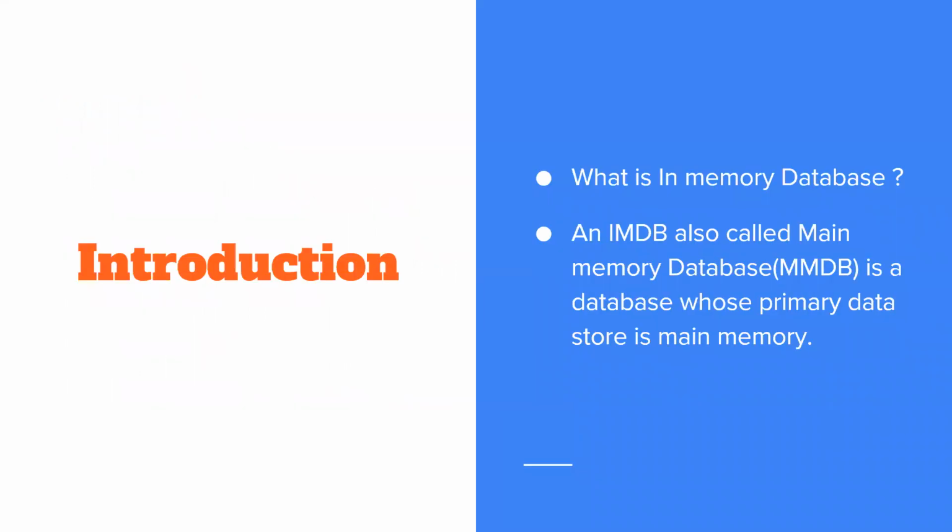So let's get started with an introduction to in-memory database. An in-memory database, also known as a main memory database or memory resident database, is a database management system that primarily relies on main memory for data storage. It is contrasted with database management systems that employ a disk storage mechanism.